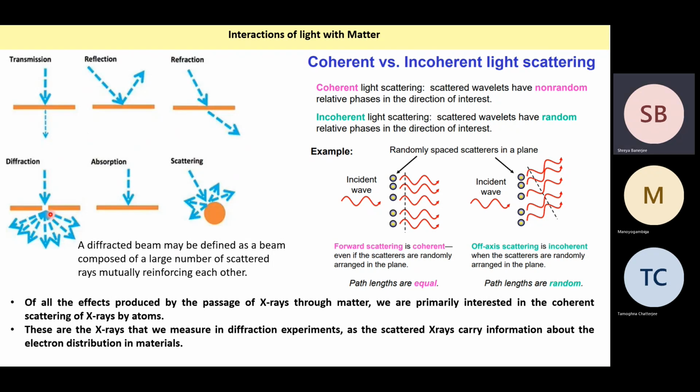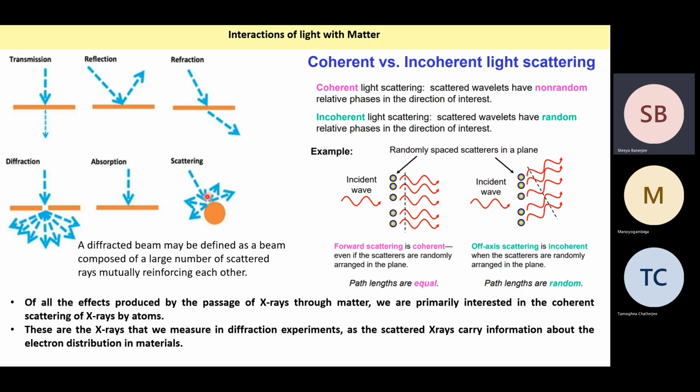Diffraction is when the beam passes through a slit, and then after interacting with, say, the atoms or electrons present here, it will be scattered into different directions. Absorption is when it totally absorbs the beam, and scattering is when it is just scattered in random directions. The difference between diffraction and scattering is that diffraction may be defined as a beam composed of a large number of scattered rays mutually reinforcing each other.